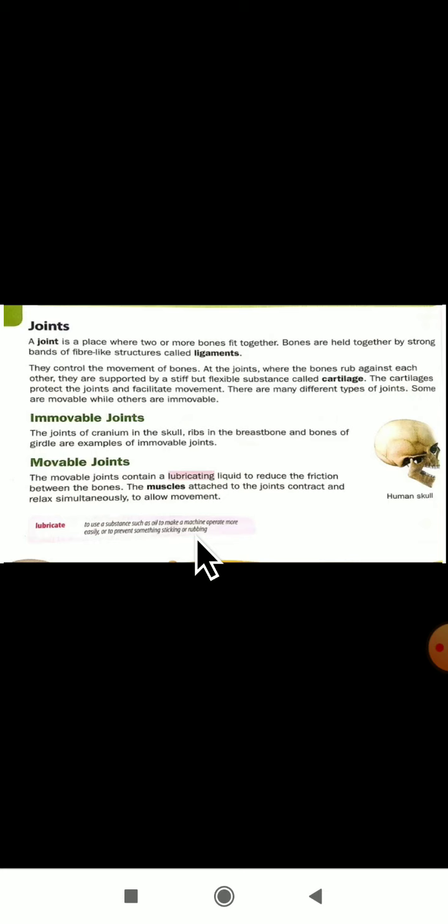The muscles attached to the joints contract and relax simultaneously to allow movement. Then how is the movement done in our body, in the joints? The muscles which are attached to the joints.